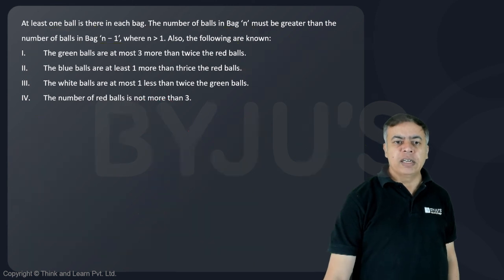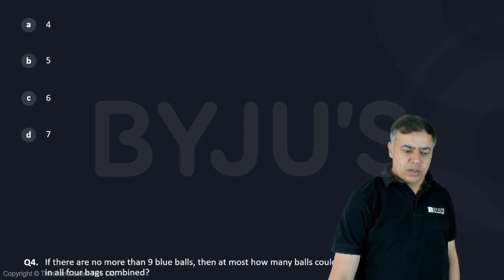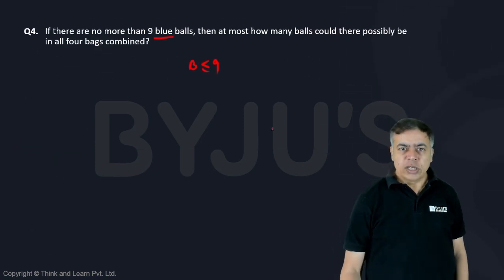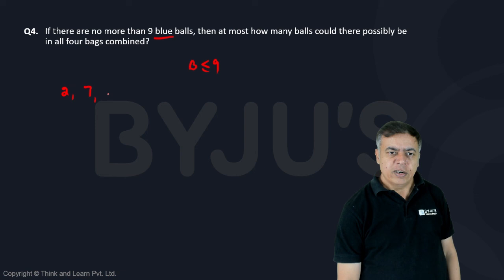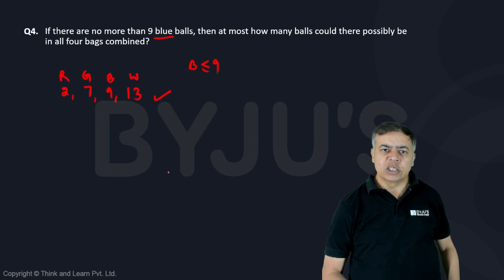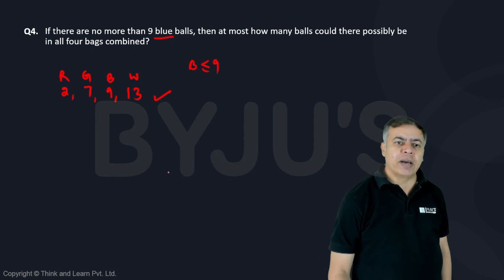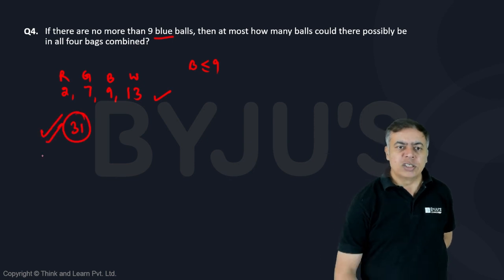2, 7, 9, 13 satisfy this condition. So it is 2, 7, 9 and 13. So this is your red, green, blue and white, the combination that satisfies this condition, and you have the maximum number of balls. Total are 31. So your answer should be 31.